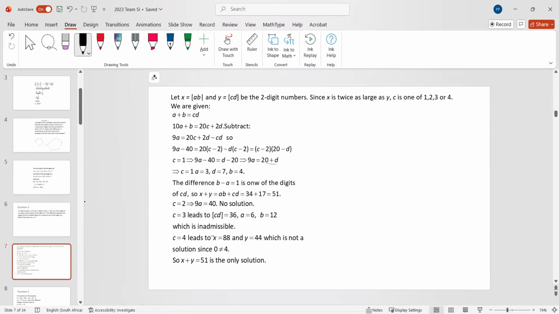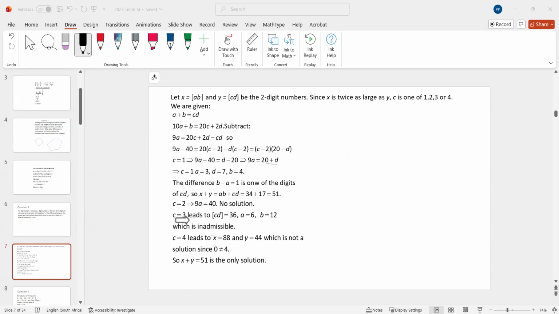And when you try c equals 2, I'm going to look at my solution here now. If c is equal to 2, this becomes 0 on this side. Let me highlight this. Sorry about this, I made some kind of an error here. So if c equals 2, if you go into this equation here, you get 0. So 9a minus 40 is 0, 9a is equal to 40. And that's impossible because no multiple of 9 is equal to 40. So c equals 2 leads to no solution.